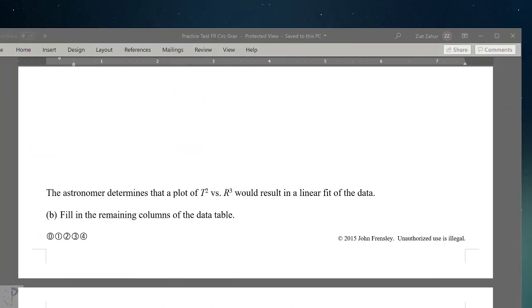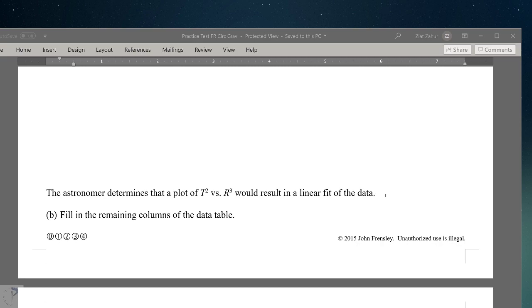And going back to the problem, so now, the astronomer determines that the plot of t squared versus r cubed would result in a linear fit of the data, right? So, I mean, on an AP test, you might just rephrase this altogether. Or it could be like, explain why t squared versus r cubed is a linear function.